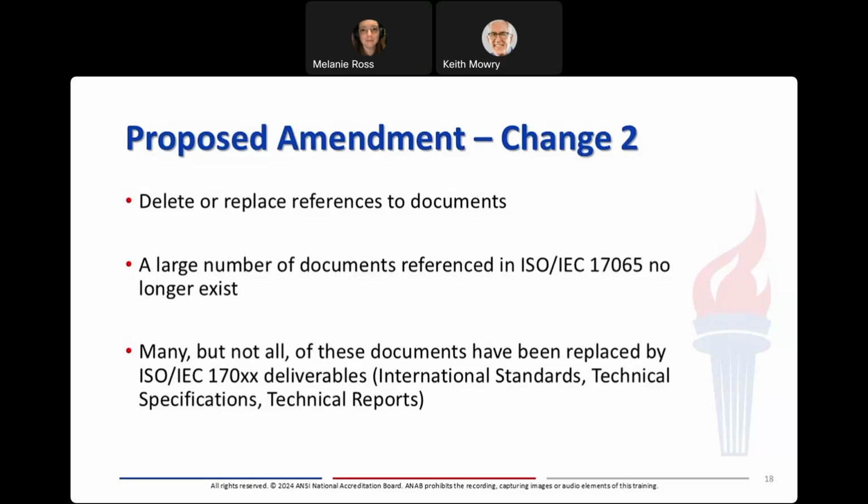The second kind of change is obviously to delete or replace the references to documents that are no longer published. Believe it or not, if you look in the bibliography of 17065, there are 18 documents listed there. 12 of them don't exist anymore. One of them only is referenced in the bibliography of 17065. It doesn't appear in the body of the standard. So there's some cleanup work there that needs to be done. What we're proposing is to replace the outdated references with the new documents that have replaced them, or to delete the references when there is no replacement.